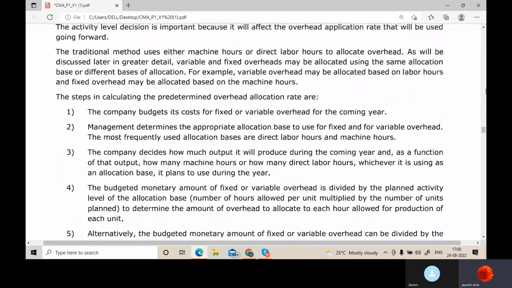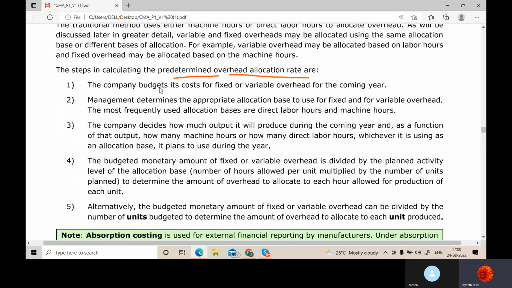So, the steps in calculating the predetermined overhead allocation rate. The company budgets its cost for fixed or variable overhead. There are two types of overheads I said. Management determines the appropriate allocation base, which I said is labor hours or machine hours. These are the appropriate allocation bases for fixed and variable overheads. So frequently they use labor hours and machine hours.